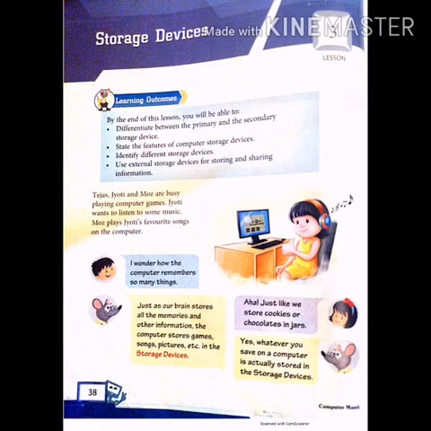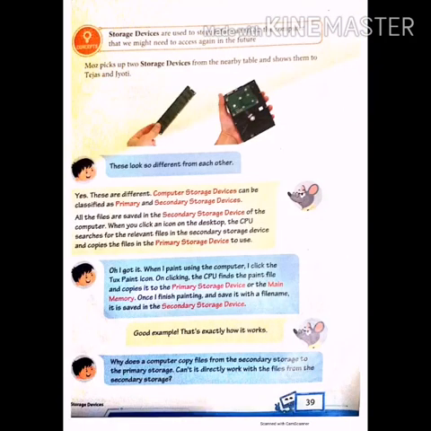Storage devices are used to store information on the computer that we might need to access again in the future. Here are two storage devices. Computer storage devices can be classified as primary and secondary storage devices. All the files are saved in the secondary storage device of the computer. When you click an icon on the desktop, the CPU searches for the relevant file in the secondary storage device and copies the file in the primary storage device to use.